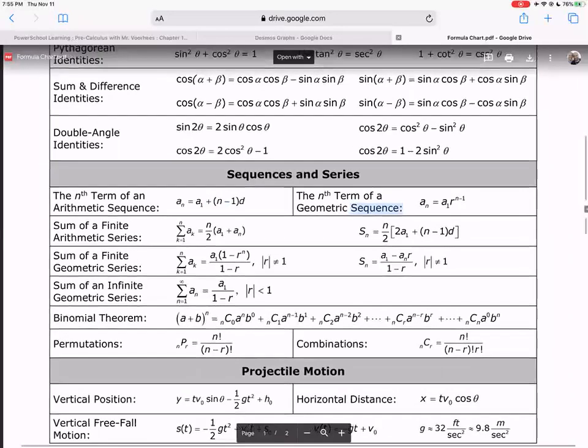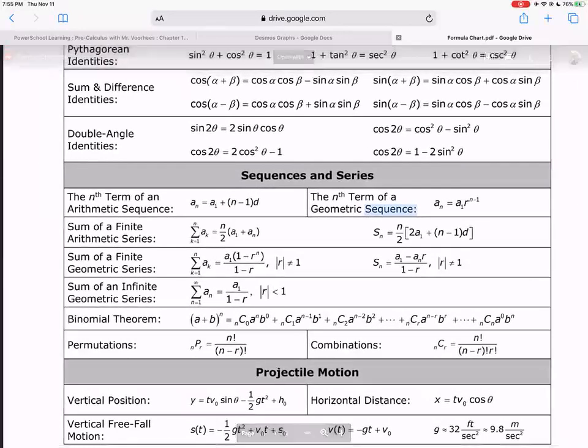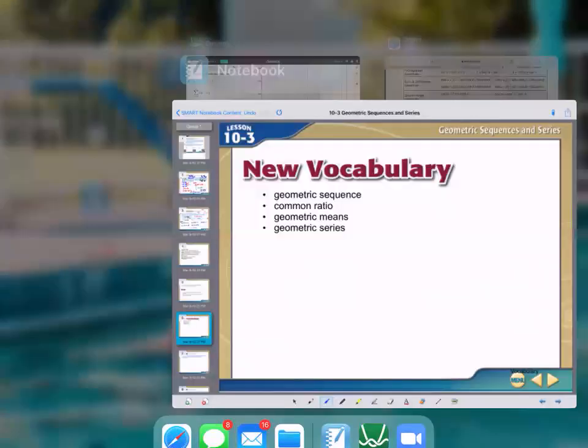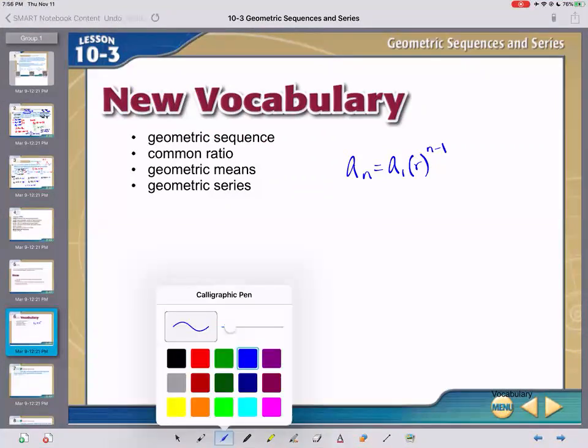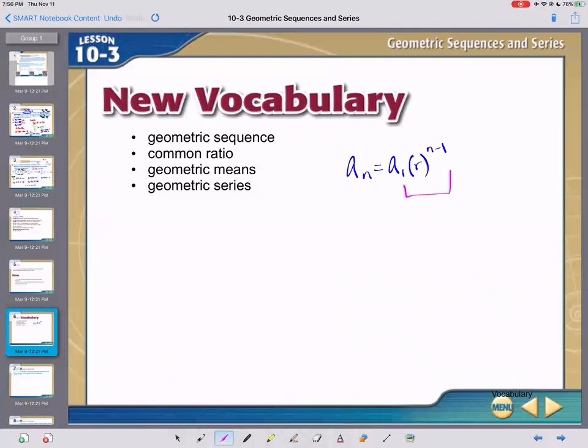Let's see if it'll highlight it. There it is: an equals a1 times r to the power of n minus 1. I'm going to go ahead and write that down. Once again, I want you to make the mental note that the ones correspond to one another. So you don't have to use the first term. You could use the third term and then have r to the n minus 3, or the 10th term and n minus 10. That would work. Not only do those correspond, but the n's correspond. That'll be very helpful to us in our problems.